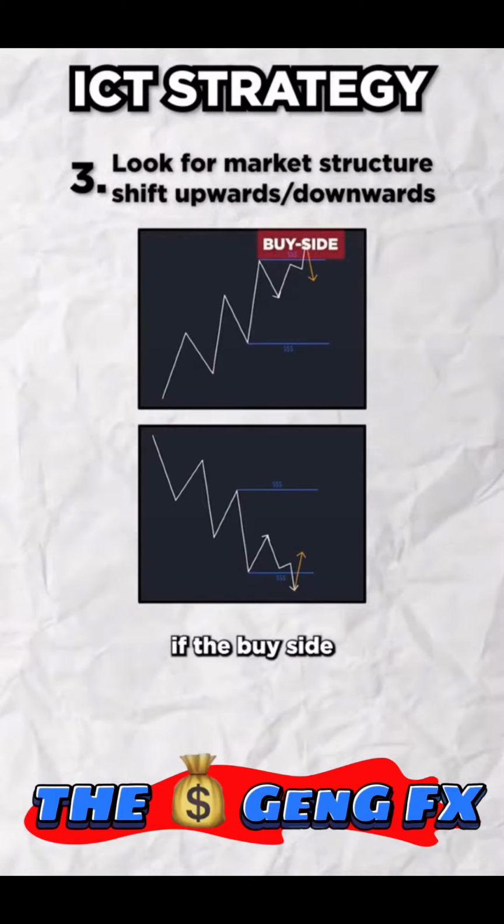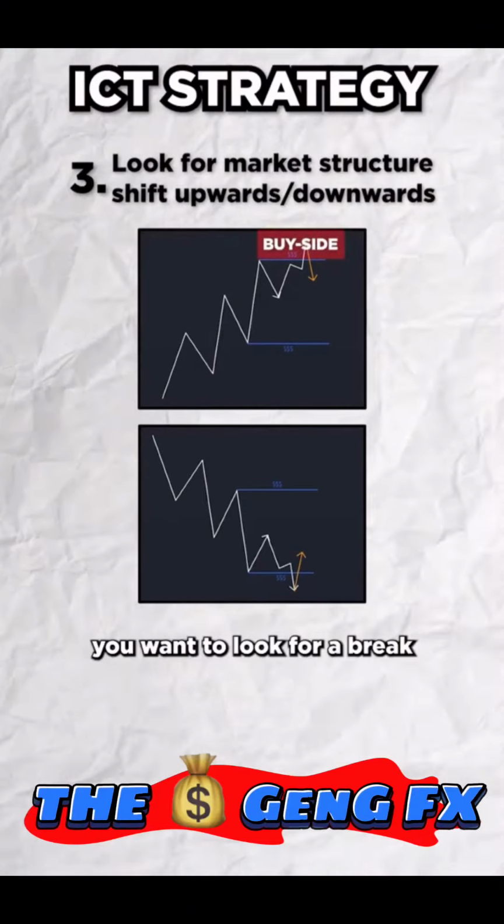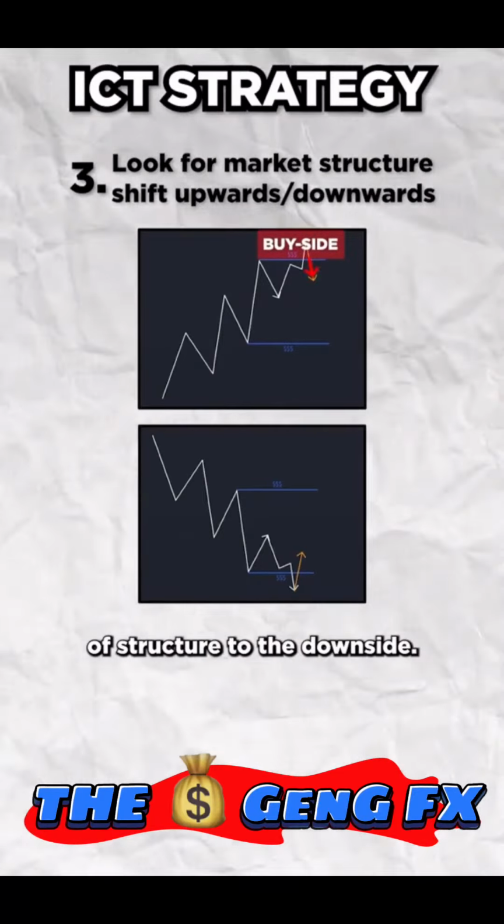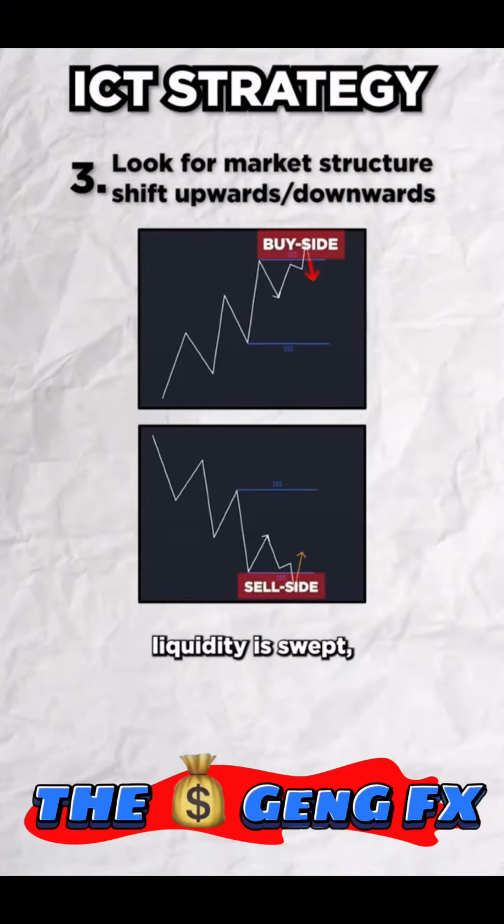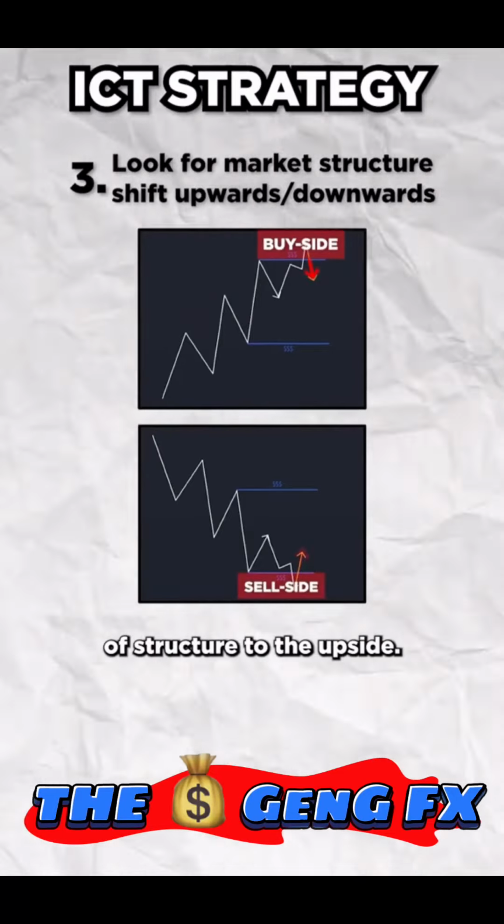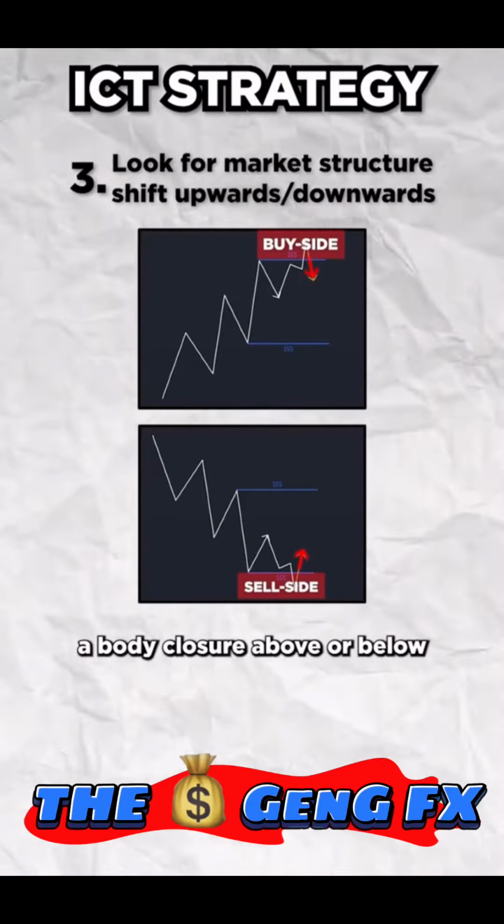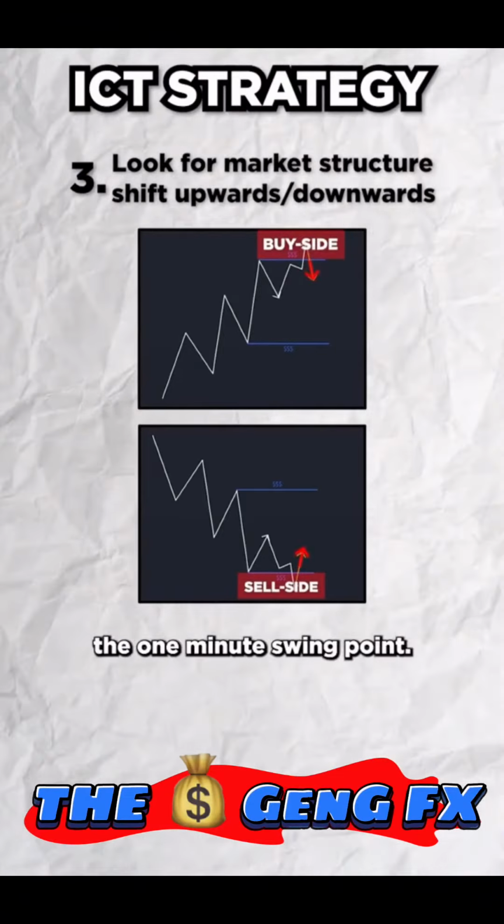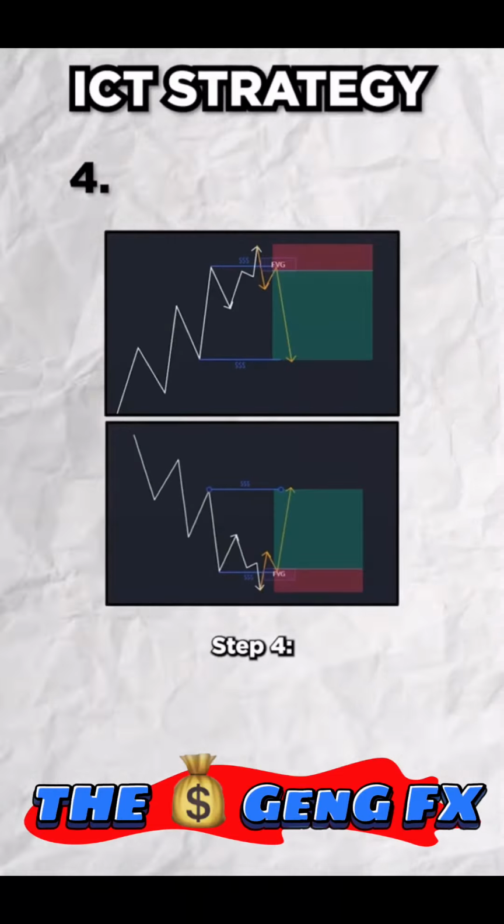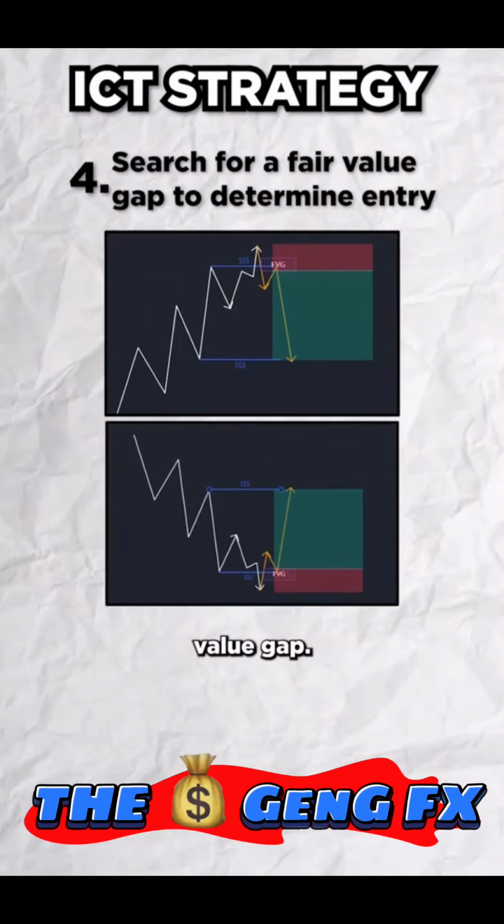This means that if the buy-side liquidity is swept, you want to look for a break of structure to the downside. If the sell-side liquidity is swept, you are looking for a break of structure to the upside. For the market structure shift to be valid, you want to see a body closure above or below the 1-minute swing point.